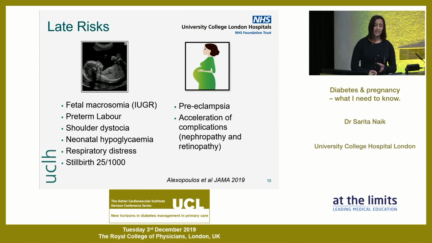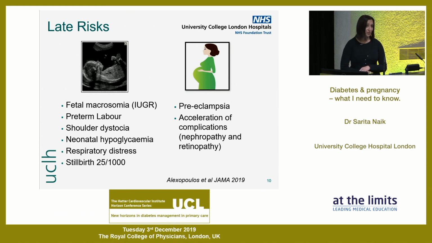In terms of the later risks, we're worried about fetal macrosomia, the baby's getting too big, but we also see intrauterine growth retardation, so that's problems with the placenta affecting the growth of the baby. Increased risk for preterm labour, shoulder dystocia, if the baby's too big, the head comes through, but the shoulders get stuck, and that's very traumatic for everyone involved. We see more neonatal hypoglycemia, so the baby's producing far more insulin to the maternal glucose levels, but can't switch that off after delivery. So it just takes a little bit of time, and we have to check that and treat it as necessary.